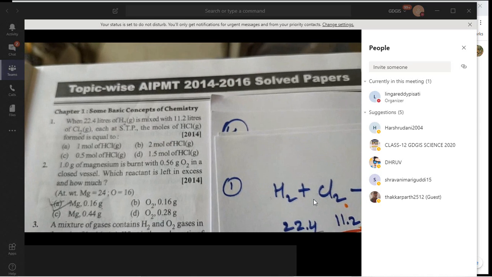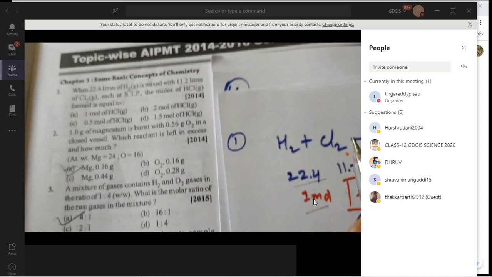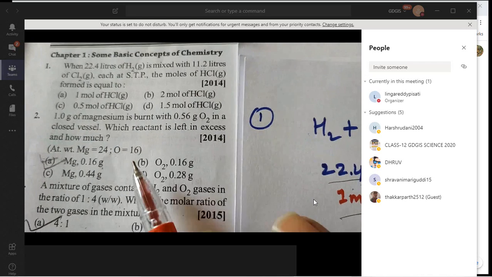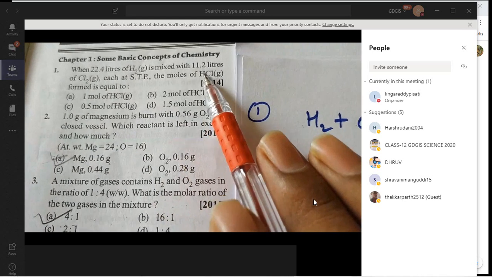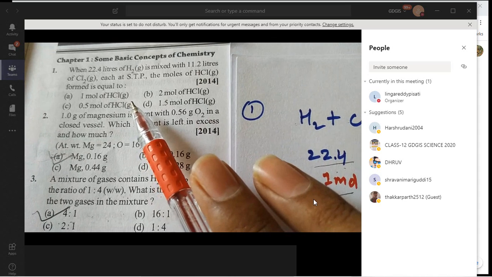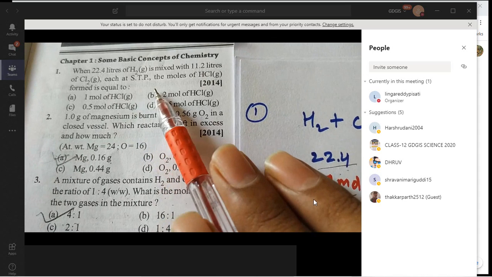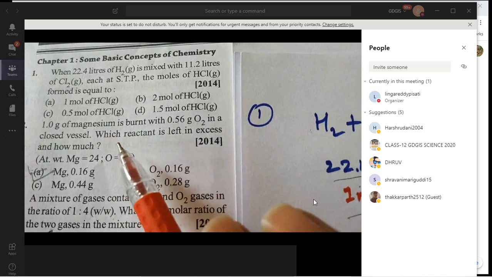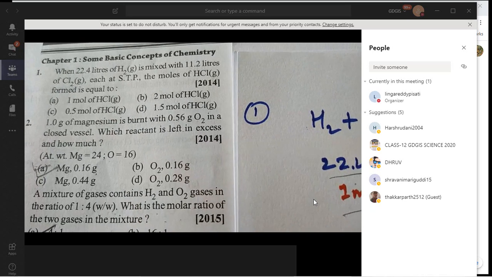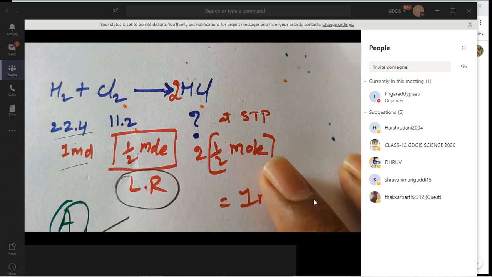2016 solid papers. See the question. 22.4 liters of hydrogen is mixed with 11.2 liters of chlorine, each at STP. The moles of HCl formed is equal to? Question clear? Now, just read the equation.